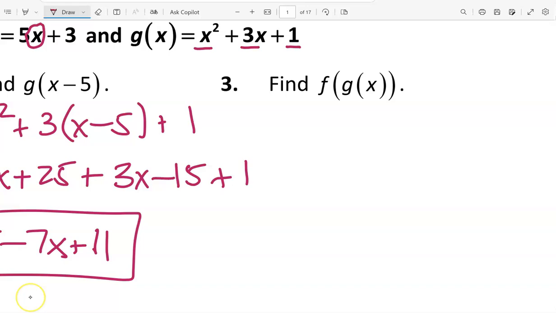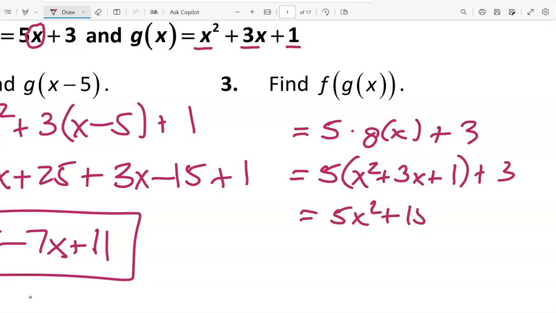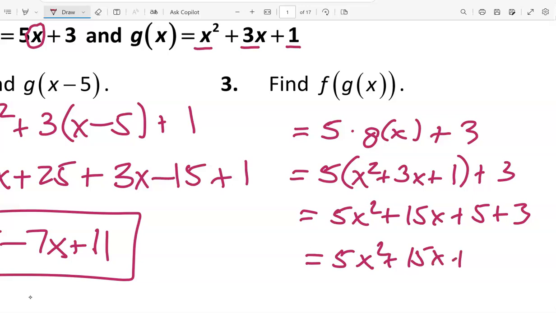In number 3, we're asked to find f of g of x. If f of x is 5x plus 3, f of g of x is 5 times g of x plus 3. And g of x is x squared plus 3x plus 1. Simplifying, 5x squared plus 15x plus 5 plus 3, or 5x squared plus 15x plus 8.